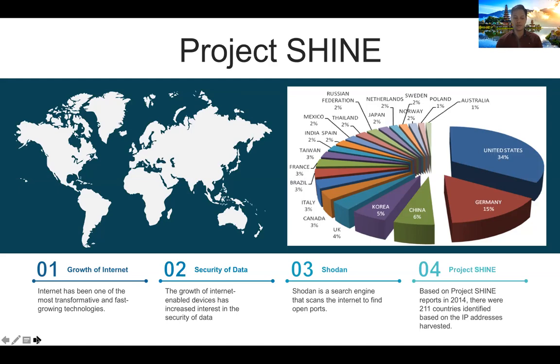Based on the Project Sonar report in 2014, there were 211 countries identified based on the IP addresses harvested from the search term discovered. The highest country is the United States with 616,994 IP addresses. It is about 33.75%. The second highest is Germany with 280,248 IP addresses. It is about 15.33%. And the third highest is China with 112,114 IP addresses. It is about 6.13%. And other countries.